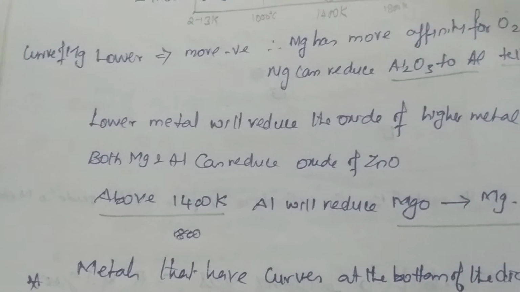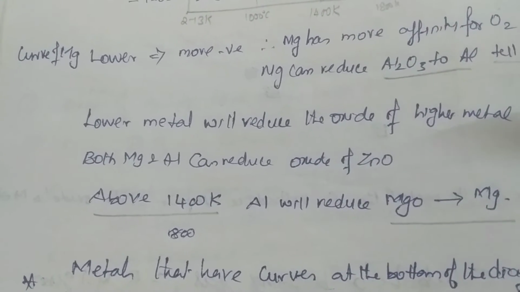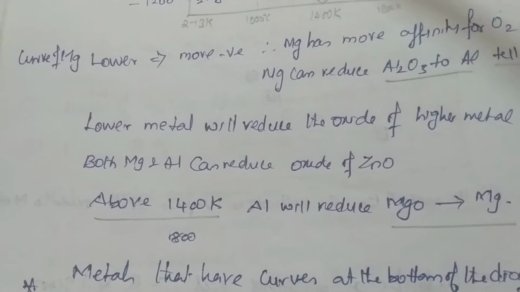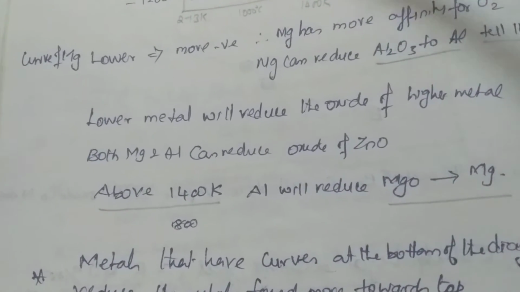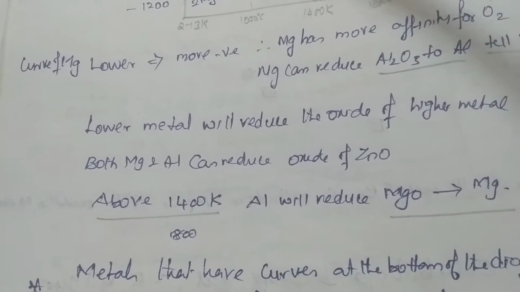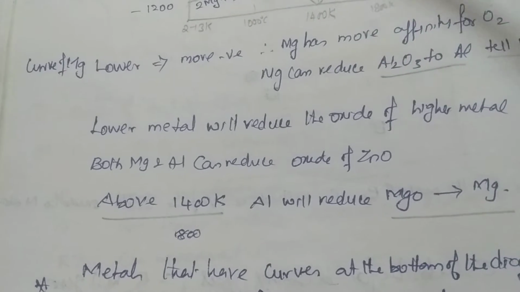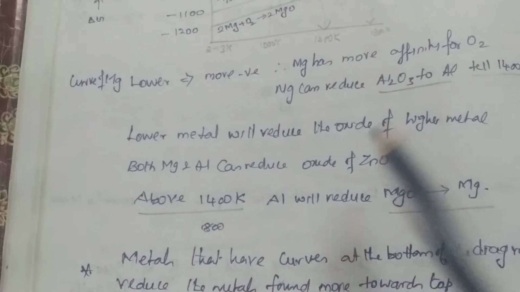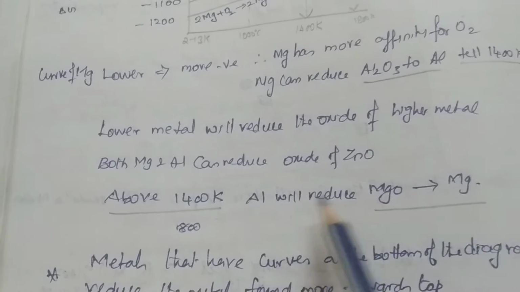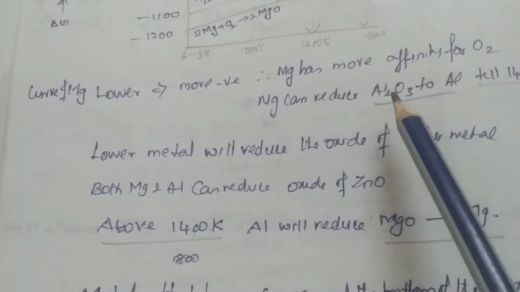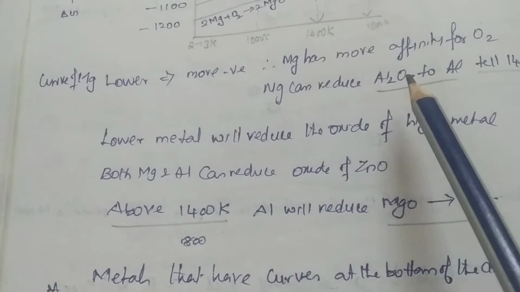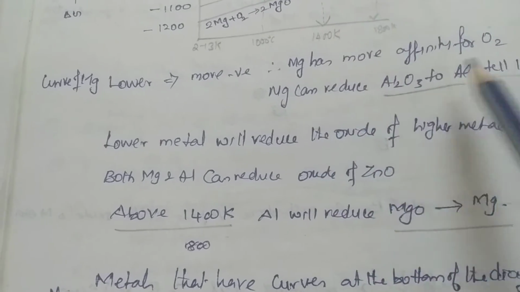Aluminum will start taking revenge. Now I will reduce the heat a little, because aluminum is below. Aluminum has a major affinity for oxygen after this temperature, and therefore it will reduce magnesium. Above 1400 Kelvin, aluminum will reduce MgO to Mg. Below 1400 Kelvin, magnesium will reduce alumina to aluminium.